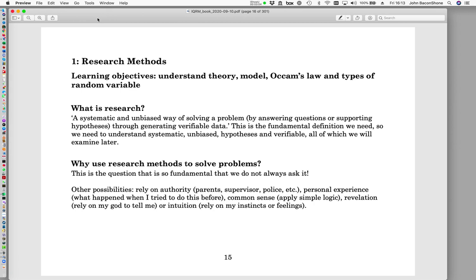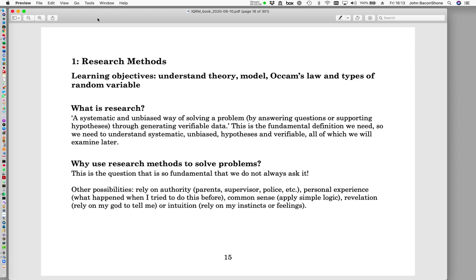Personal experience. For example, I've tried doing this before and I know that it worked, so it should work if I do this again. Common sense. Common sense in English means we apply simple logic. In other words, if it's very clear that A causes B, then clearly in those situations we might not need to do research in order to find out whether A causes B. It may be so obvious using simple logic.